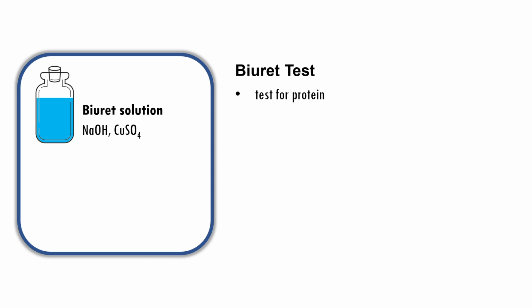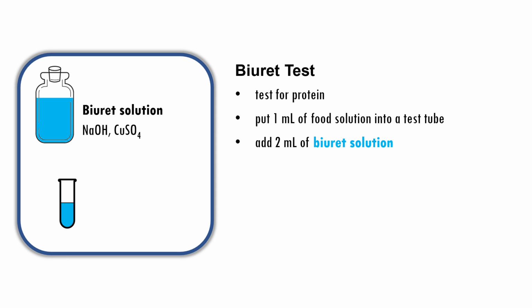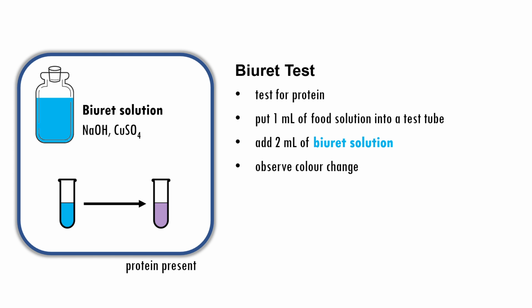To carry out the test, add 1 milliliter of the liquid food sample into a test tube. Then add 2 milliliters of Biuret solution. If protein is present, the mixture will turn from blue to purple or lilac. If no protein is present, the solution will remain blue.